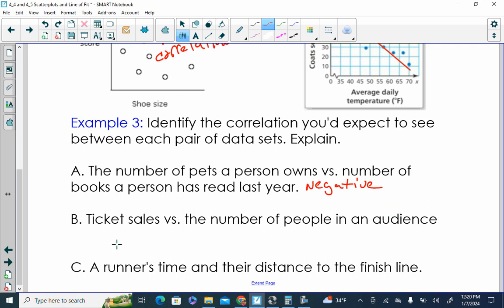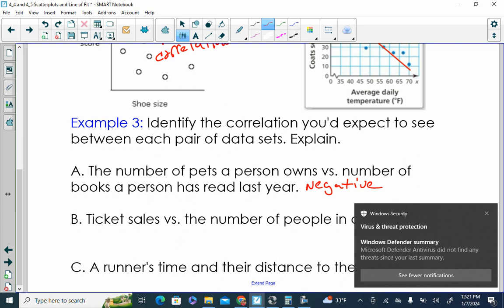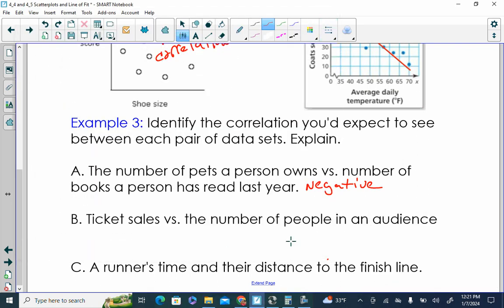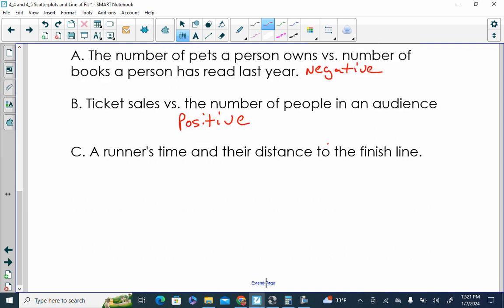And that's because as one thing increases, another decreases. In example B, we have ticket sales and the number of people in the audience. The more tickets you sell, which would be your x values, the number of people in the audience would also increase. So as sales increase, the number of people increases, so that would be a positive correlation. And then finally, example C, a runner's time and the distance to the finish line. Well, as a runner's time increases, the distance to the finish line is going to decrease. So this would be an example of a negative correlation.